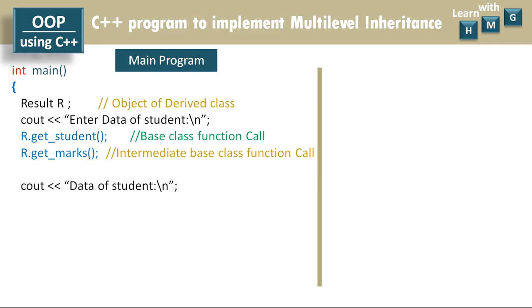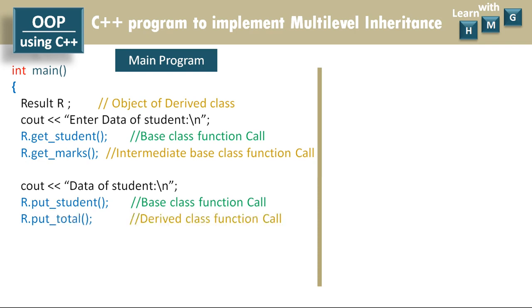Now we will go for output operation. Let us display the data of student: r.putStudent. So R object is calling the function of base class which will display roll number and name of student. Then r.putTotal, R object is calling the member function putTotal, which is the derived class member function which will display the total marks. Return 0, end of the main function. So like this we have completed the C++ program.